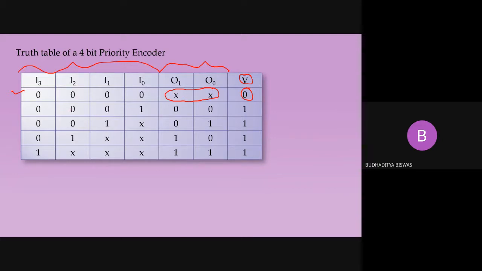But when some interrupt comes, in the second row you see I0 equal to 1. So 1 interrupt comes. When 1 interrupt comes, the output of the circuit becomes 0, 0 to indicate the interrupt level. So O1 equal to 0, O0 is also 0. The output generates 0, 0 for the processor, and the valid bit is also 1. Valid bit 1 means some interrupt is actually coming. So based on the output 0, 0, the processor will detect the interrupt level and act accordingly.